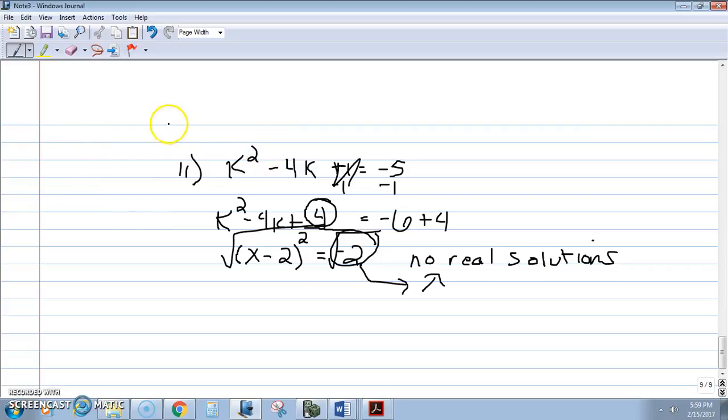Okay, so hopefully that'll be enough to get you guys started. And if you do those, the ones from the other video, and hopefully some we do in class, you should be getting pretty good at completing the square.